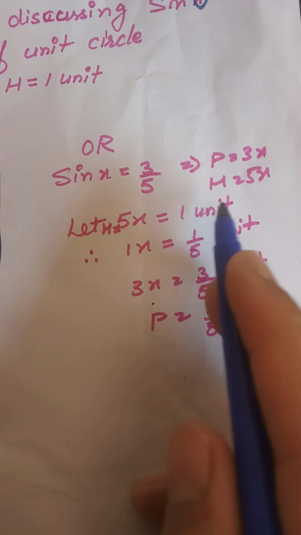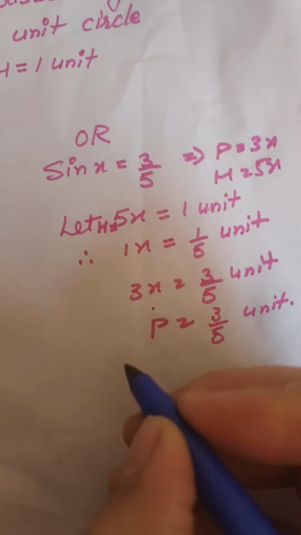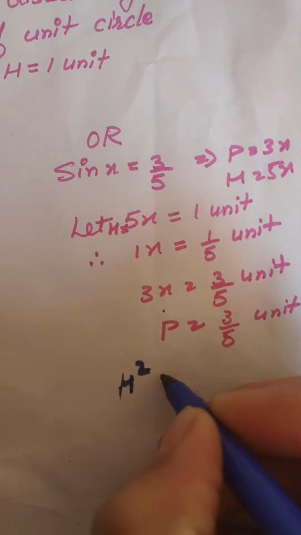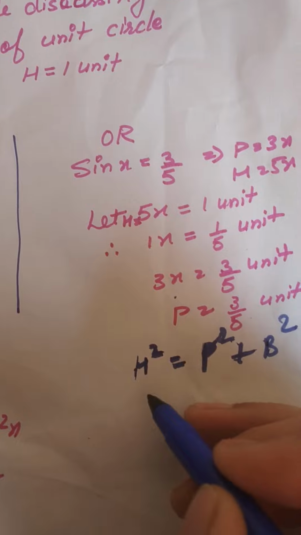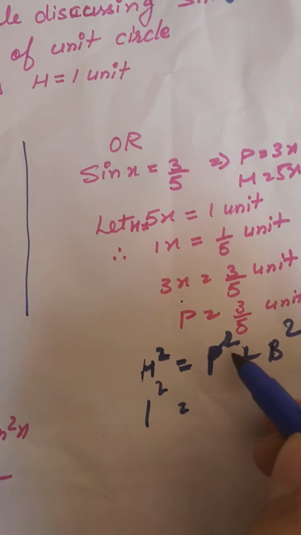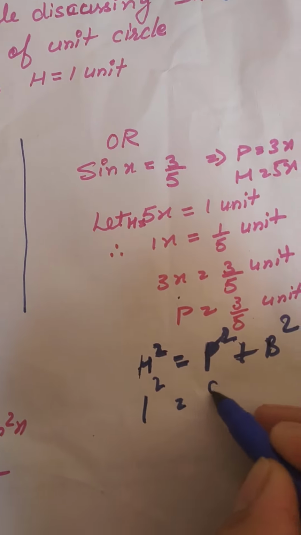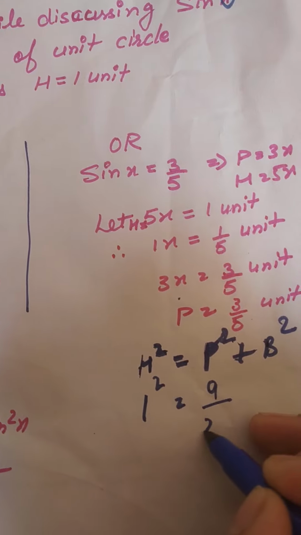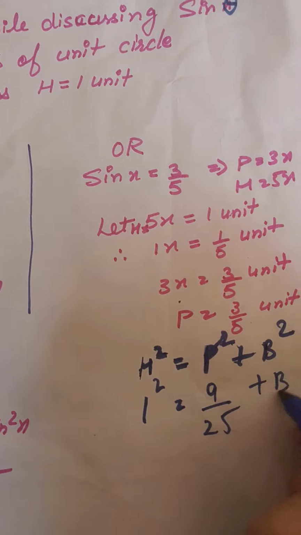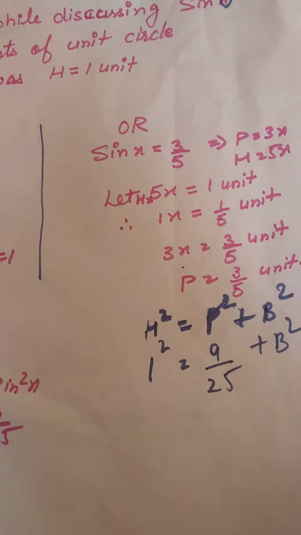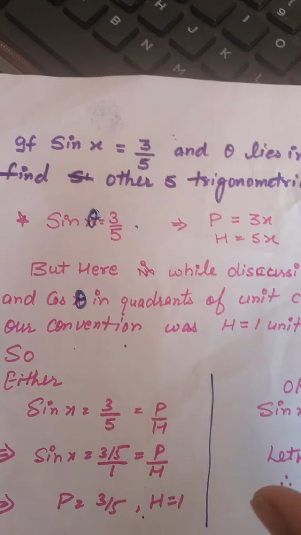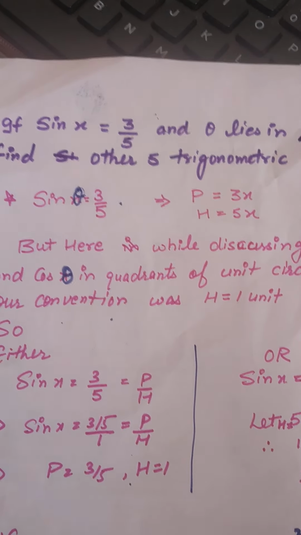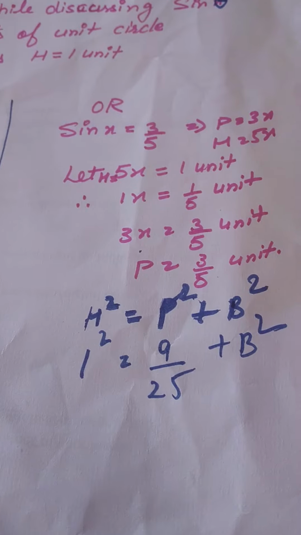Perpendicular is this, hypotenuse is 1 unit. So you can use Pythagoras: h square equals p square plus b square, and this is 1 square. Your p square is actually 9 over 25, and this is your b square. Whatever method you adopt, your answer is going to be the same. This is a question given to you, and you just have to blend it with your present concept of quadrants and the unit circle.